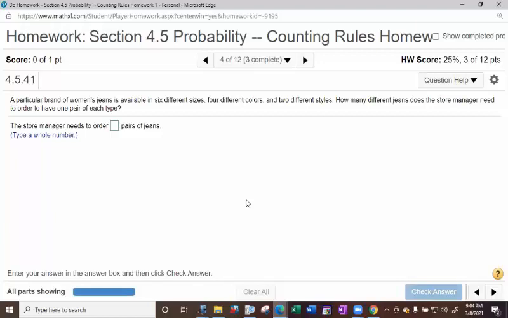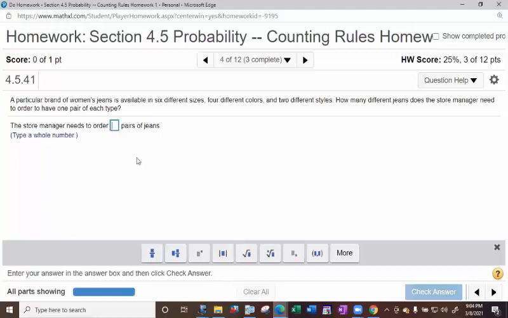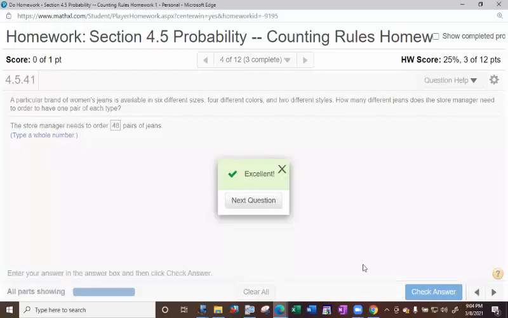Women's jeans: 6 sizes, 4 colors, 2 different styles. How many do you need to have one of each type? How about 6 times 4 times 2? I don't need a calculator for that. I'm going to go 48. Woohoo!